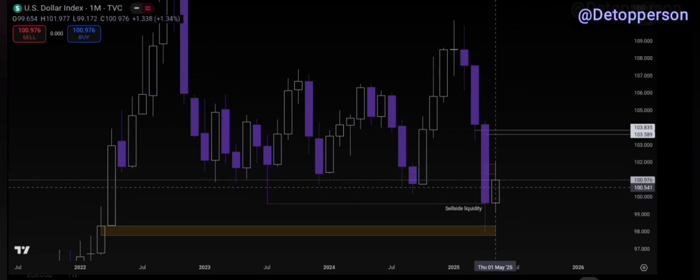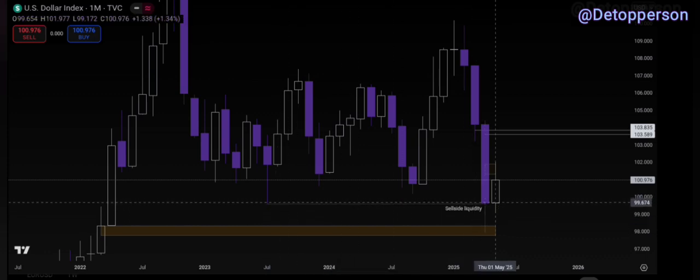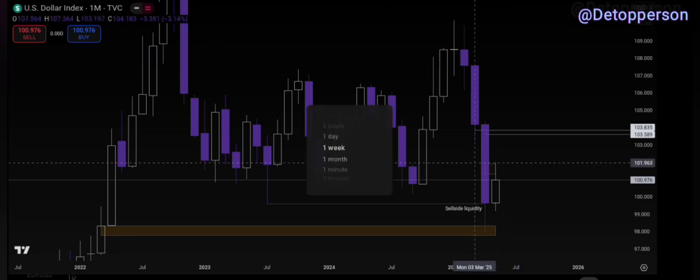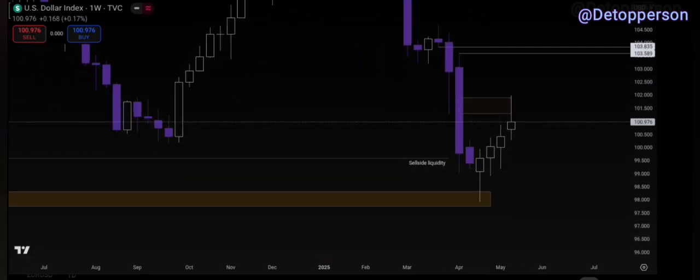First a strong rejection from this point, sweeping the sell-side liquidity, and then next price might be heading to another price liquidity to take it out. Okay, so that's on the monthly chart. So you could see price swept sell-side liquidity, then we also have this minor strip right here. Then price started what? Buying all the way.